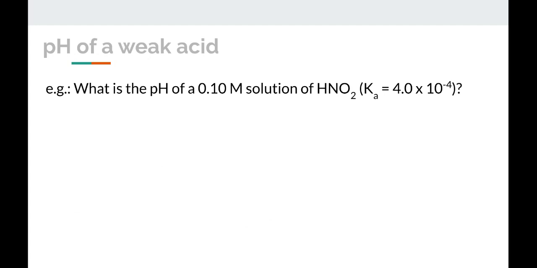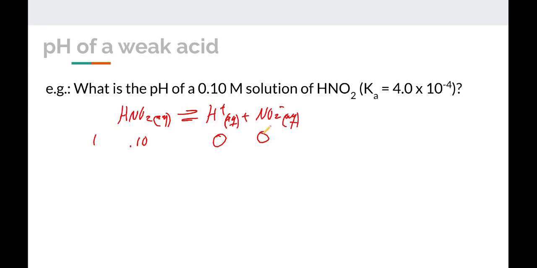How can we find the pH of a weak acid? Let's use an example here. HNO2, we know its Ka value. We want to know the pH of a 0.1 molar solution of it. Okay, so how we're going to set this up is with a RICE chart. HNO2 aqueous is going to ionize to H+, I'm using that model, and NO2- in aqueous solution. Initially, we had a 0.10 molar solution. Before it ionizes, you have no H+ and no NO2-. The change is going to be minus X, plus X, plus X. At equilibrium, this is going to be 0.10 minus X, and X, and X.